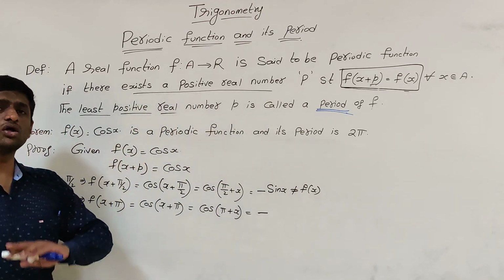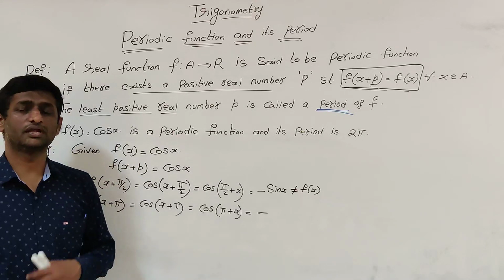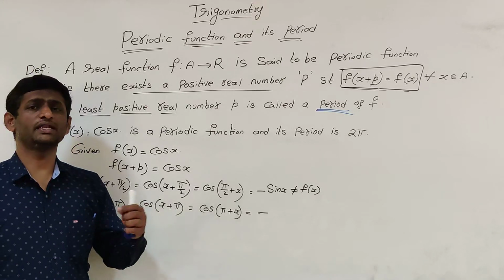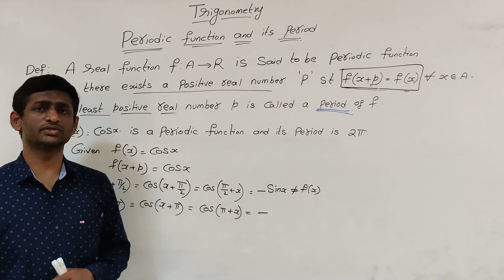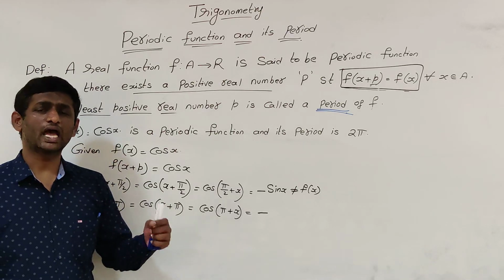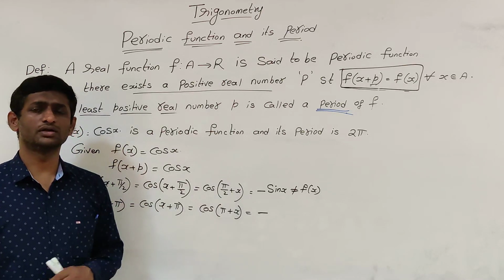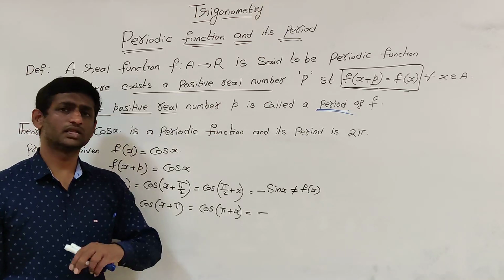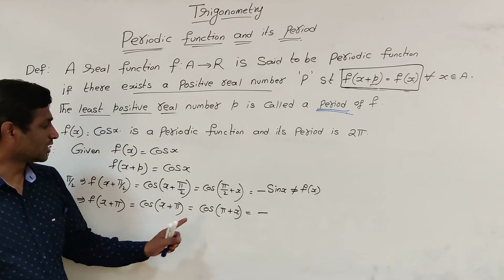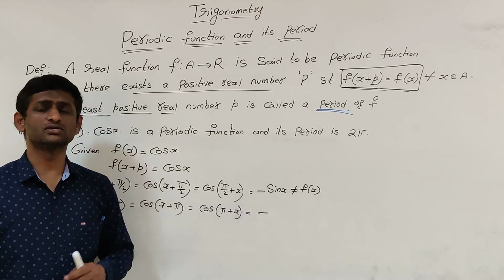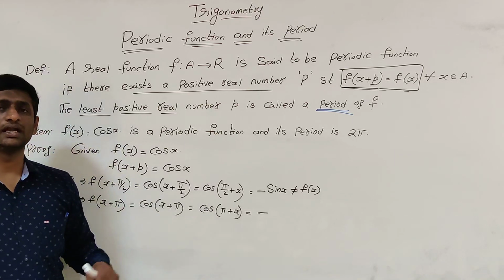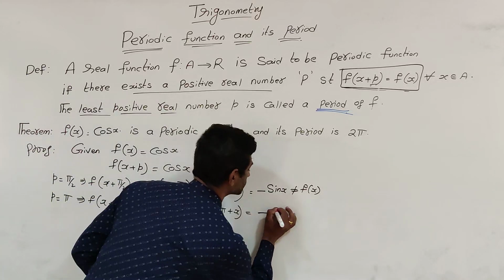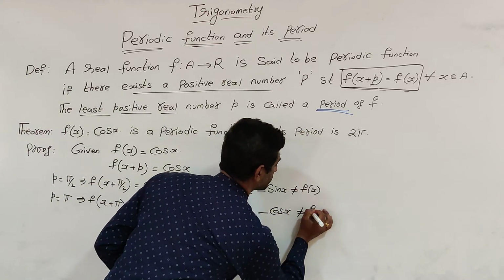If you remember all silver teacups, all means in the first quadrant all trigonometric functions are positive. In the second quadrant, sine and cosecant are positive and the remaining trigonometric ratios are negative. In the third quadrant, tan and cot are positive and the remaining are all negative. In the fourth quadrant, cos and secant are positive and the remaining are all negative. Now, 180 plus theta lies in the third quadrant, so cos will have a negative sign and the trigonometric ratio does not change since it is an even multiple of 90. So minus cos x, which is again not equal to f of x.